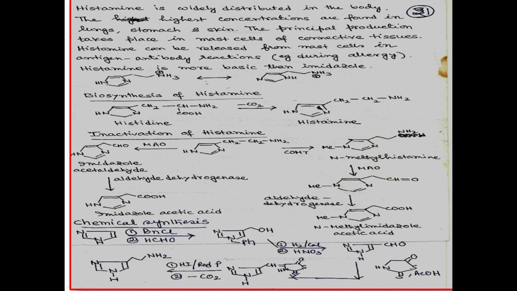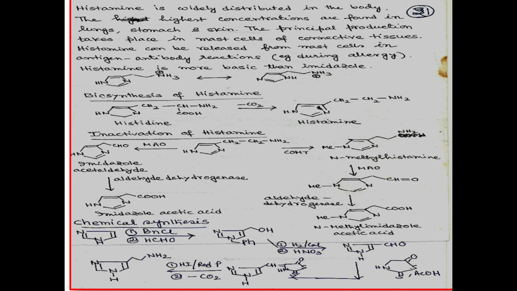Now it has two tautomeric forms. The nitrogen here, the NH secondary amine, is away, in the meta position in one form, and in the other it is in the ortho position with respect to the side chain. So the position of hydrogen can change.